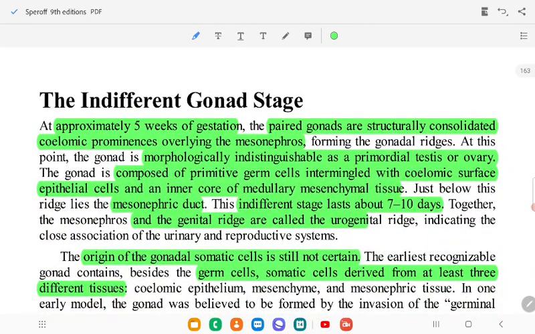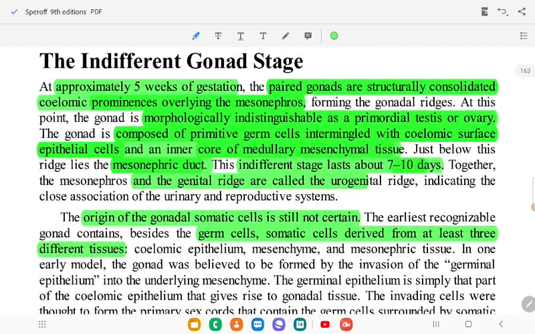First, in the indifferent stage, at approximately 5 weeks of gestational age, the paired gonads are structurally consolidated in the coelomic prominence overlying the mesonephros, forming the gonadal ridges. At this point, the gonad is morphologically indistinguishable as primordial testis or ovary. The gonad is composed of primitive germ cells intermingled with coelomic surface epithelial cells and an inner core of medullary mesenchymal tissue. Just below this ridge lies the mesonephric tract. This indifferent stage lasts about 7 to 8 days. Together, the mesonephros and the genital ridges are called the urogenital ridges.